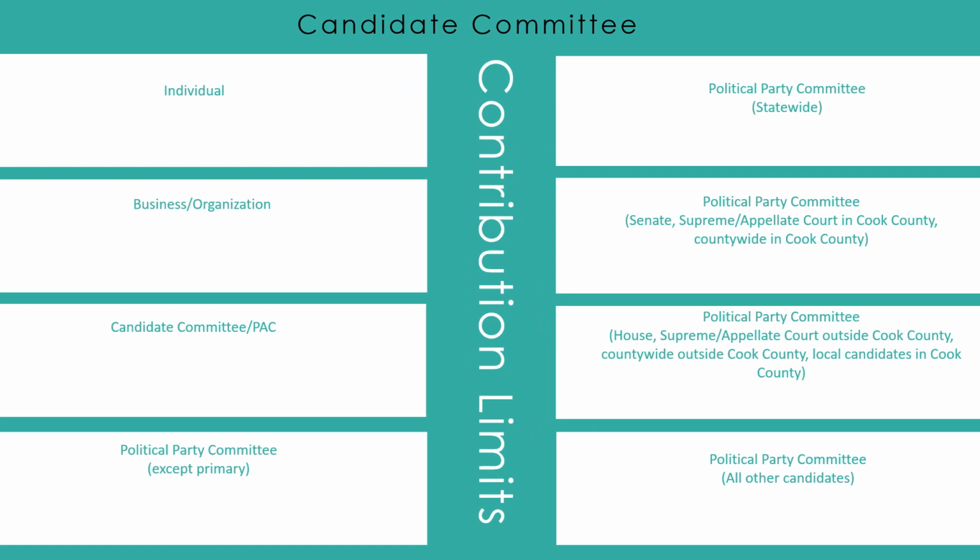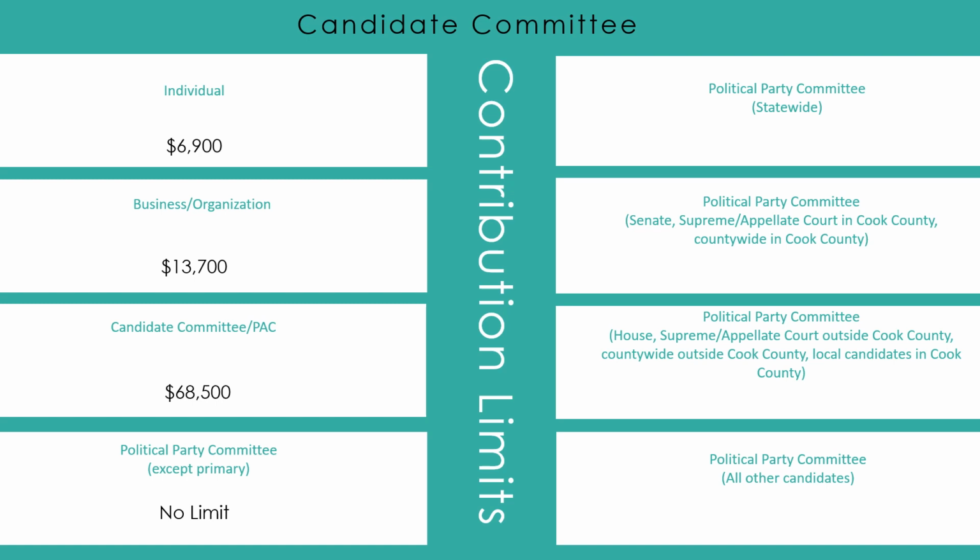Starting with candidate political committees, a candidate committee can receive $6,900 from an individual, $13,700 from a business or organization general fund, and $68,500 from another candidate or political action committee. Additionally, there is no limit on contributions to a candidate committee from a political party committee, except for election cycles in which a candidate seeks nomination at a primary election.